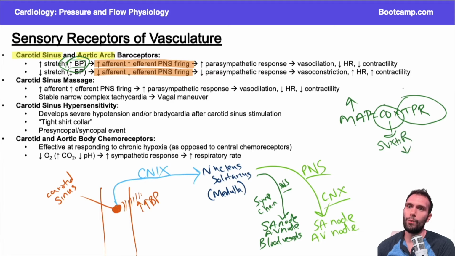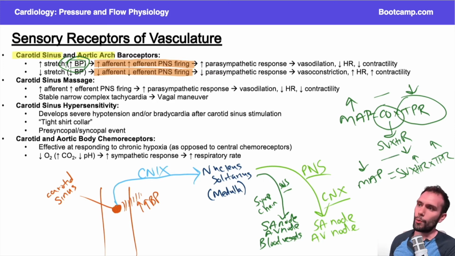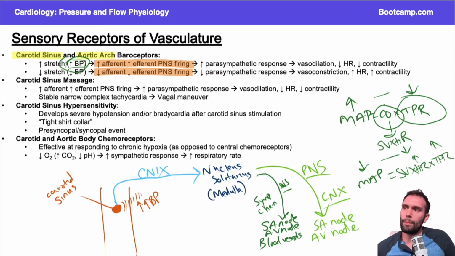If I lower the heart rate, if I vasodilate, if I decrease the TPR, that will get the mean arterial pressure back to a normal range. Conversely, if my mean arterial pressure goes down, what would I want to do? Well, I can increase my heart rate using sympathetic response, and I can also increase my total peripheral resistance by undergoing vasoconstriction, and that will get the mean arterial pressure back into a normal range. So that's what the baroreceptors are trying to do.